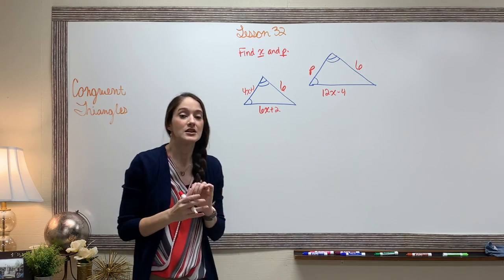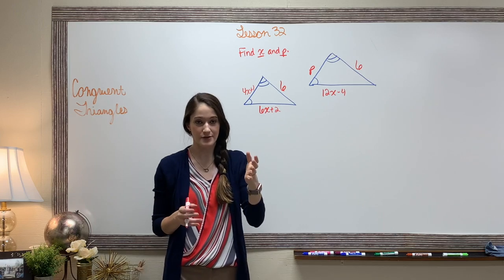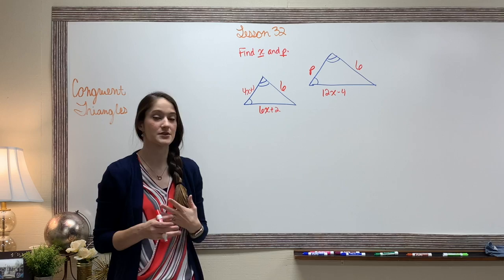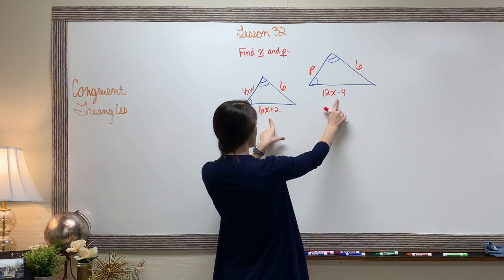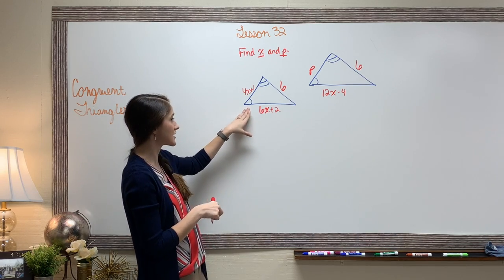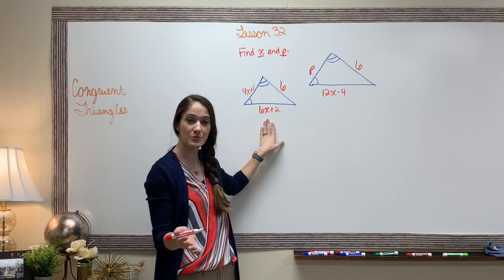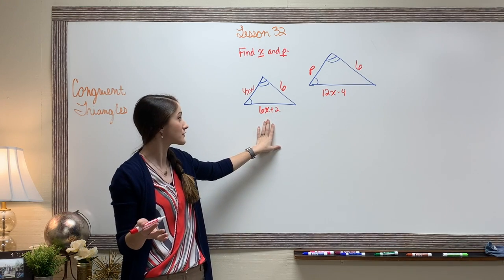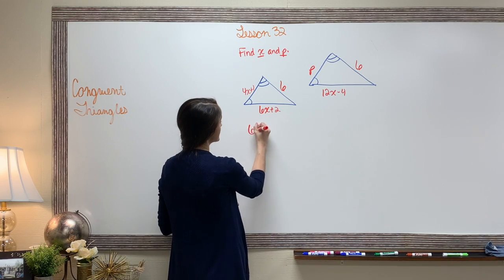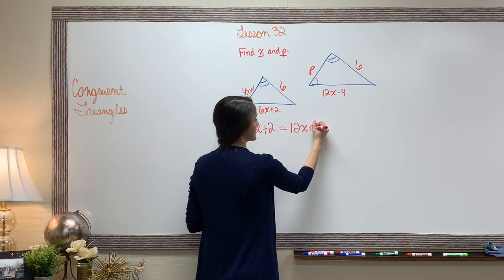Okay, there we go. So we see that this side is congruent. We know about angles. So now we have to remember CPCTC, corresponding parts of congruent triangles are congruent. So I know that these two parts, they're corresponding parts because they're both that bottom part. They're both attached to angle 1. And so because their corresponding parts are congruent, we know that they're equal to each other. And we can set them equal to each other and solve for X. So we have 6X plus 2 equals 12X minus 4.